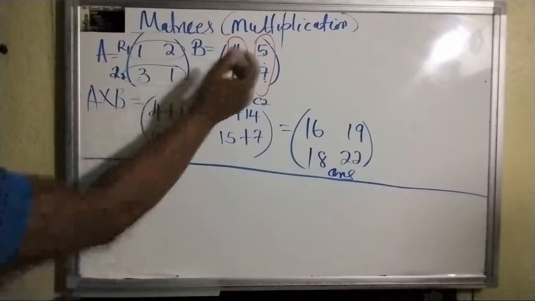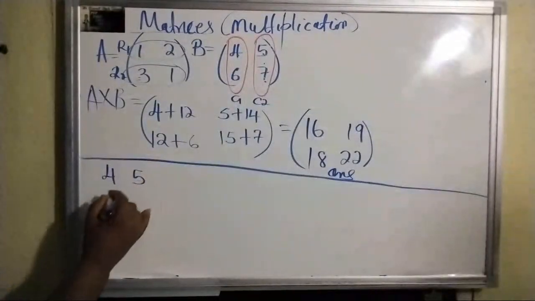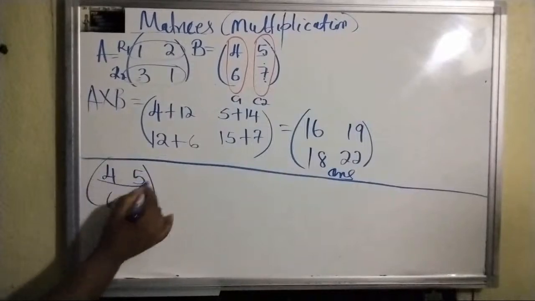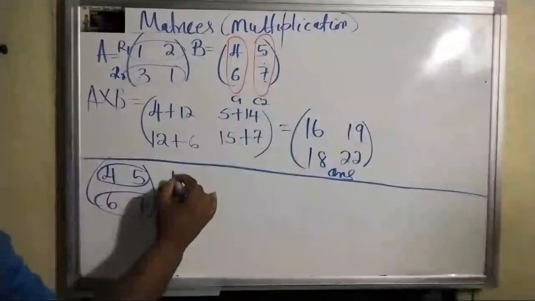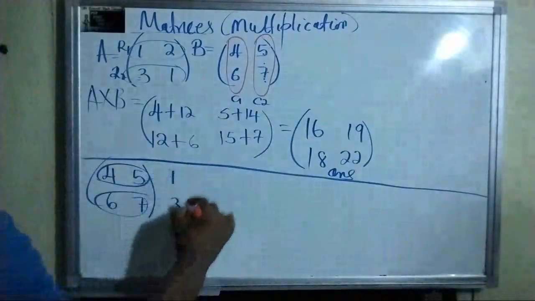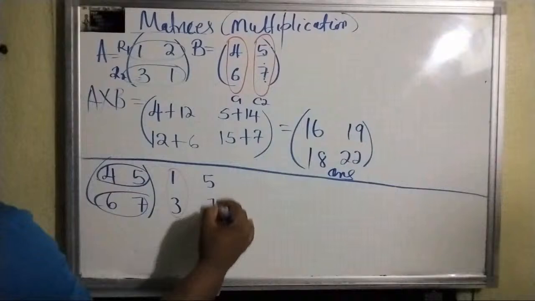So B comes to the front. So that's 4, 5, 6, 7. You know, so we cut it up in a row. So we do that right away. And then the column now, 1, 3. And then 5, 7.